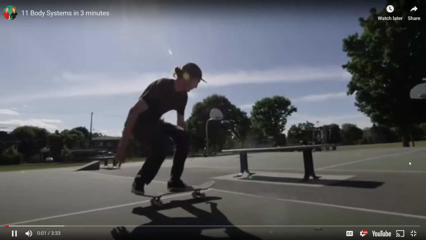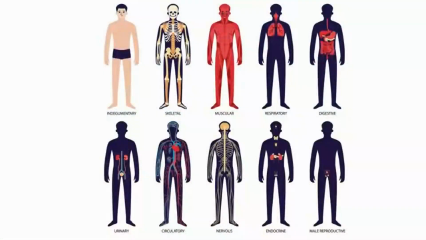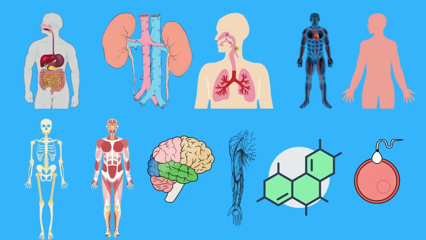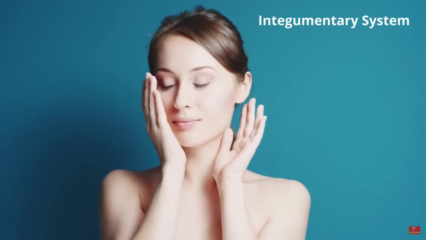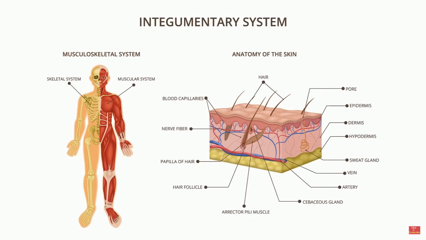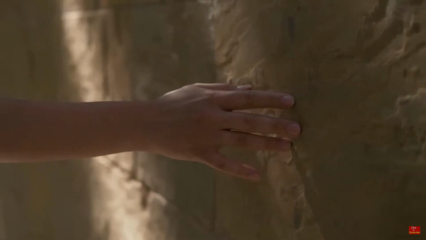If you could take a look inside this person riding the skateboard, you would see an amazing team of different body systems working together. Welcome to Moo Math and Science and 11 Body Systems. There are at least 11 body systems that work together to help keep the human body alive. Up first, the integumentary system. It consists of our skin. Our skin is the largest organ of the body. It acts as a barrier which protects us from the outside world, helps prevent water loss, and regulates our temperature, along with allows us to touch our surroundings.